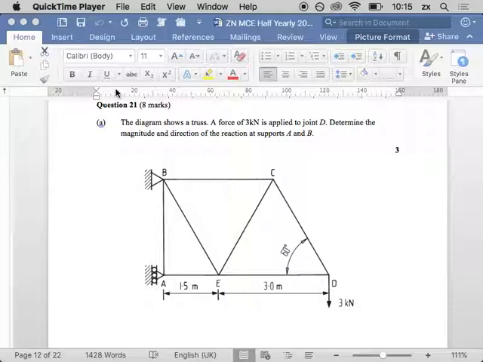So the first thing you have to do is be able to find reactions. When we're finding reactions, we usually want to find the roller first, which means we take moments about the pin. So in this case, we're going to do sum of the moments clockwise about the pin, which is B, equals 0. Starting from 0, we have reaction B, and it is how far away? 0. So it doesn't have any turning force.